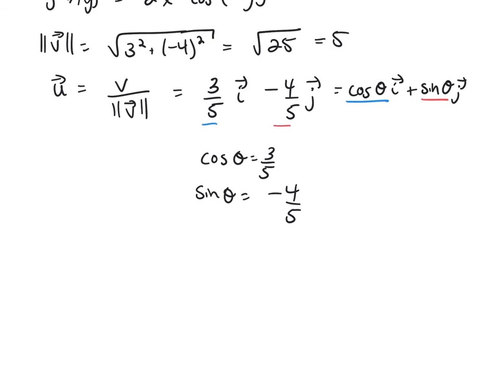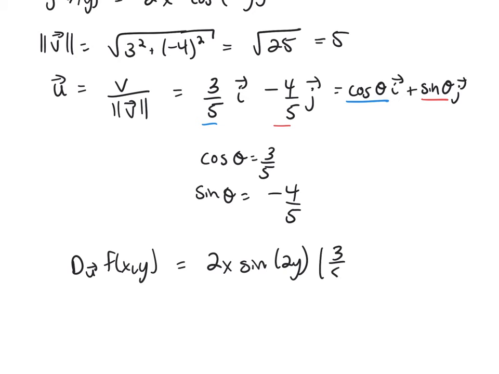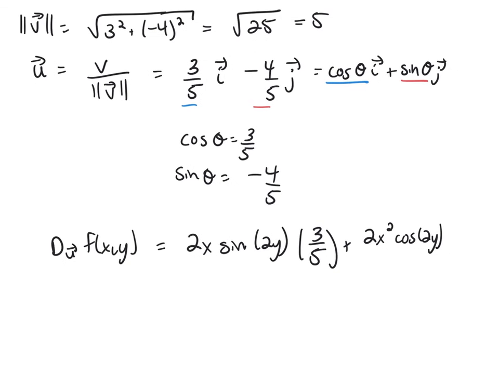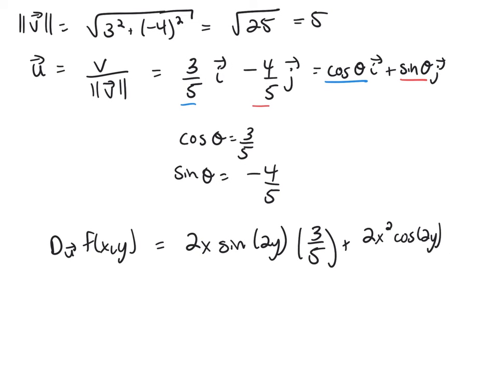So now I'm ready to find my directional derivative. Du is my partial derivative with respect to x, so it's 2x sine 2y times cosine theta, which was 3/5, plus my partial derivative with respect to y, which was 2x squared cosine 2y, times sine of theta, which was negative 4/5.